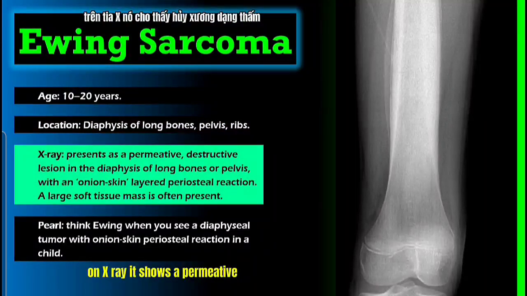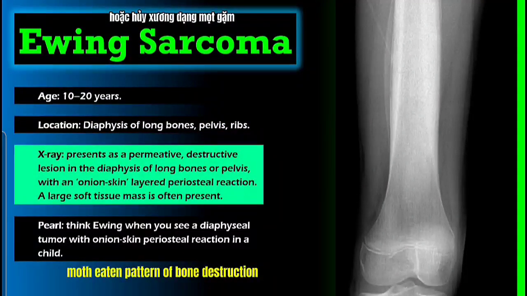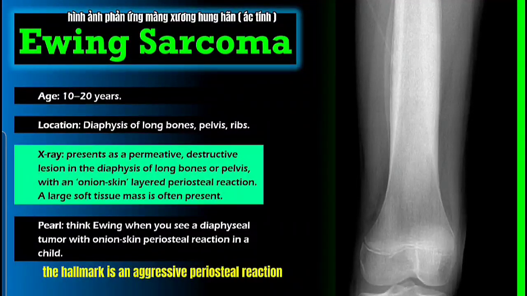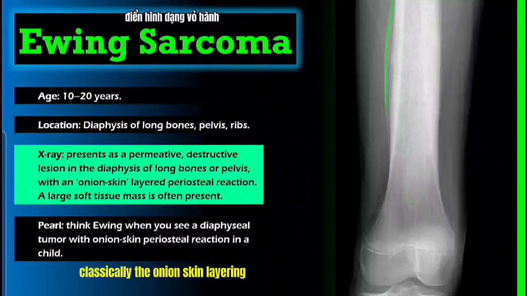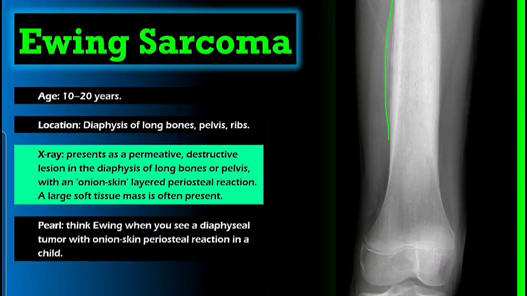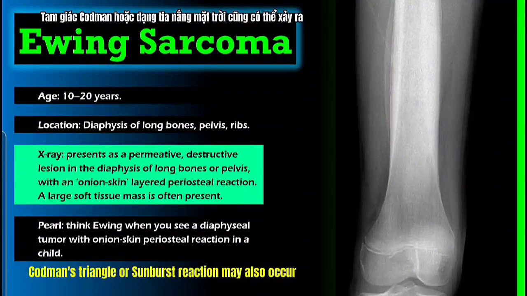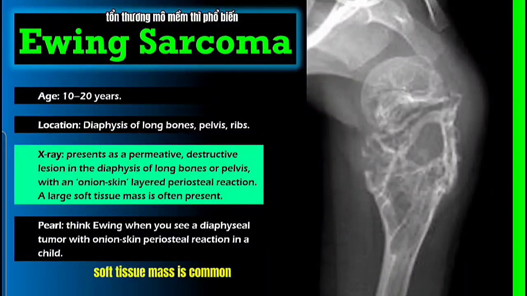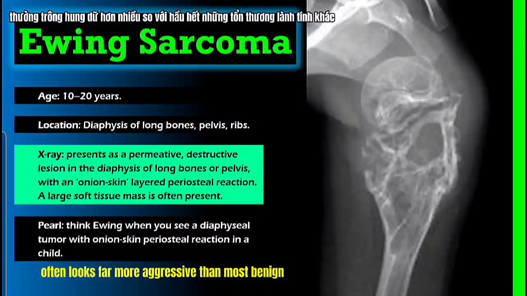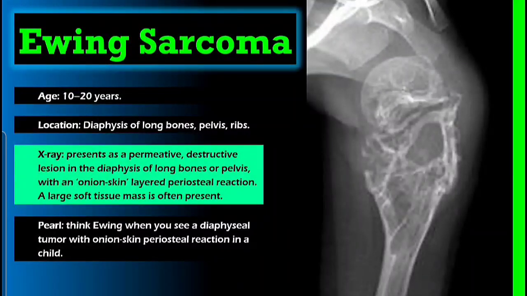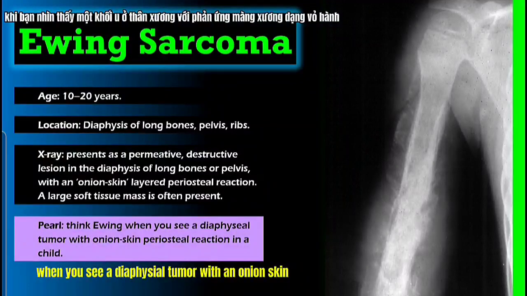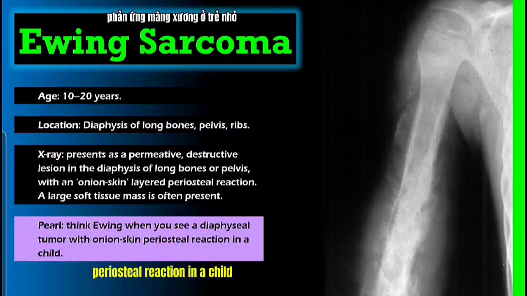On X-ray, it shows a permeative moth-eaten pattern of bone destruction with a wide zone of transition. The hallmark is an aggressive periosteal reaction, classically the onion skin layering. Codman's triangle or sunburst reaction may also occur. Soft tissue mass is common, and the lesion often looks far more aggressive than most benign entities. So think Ewing sarcoma when you see a diaphyseal tumor with an onion skin periosteal reaction in a child.